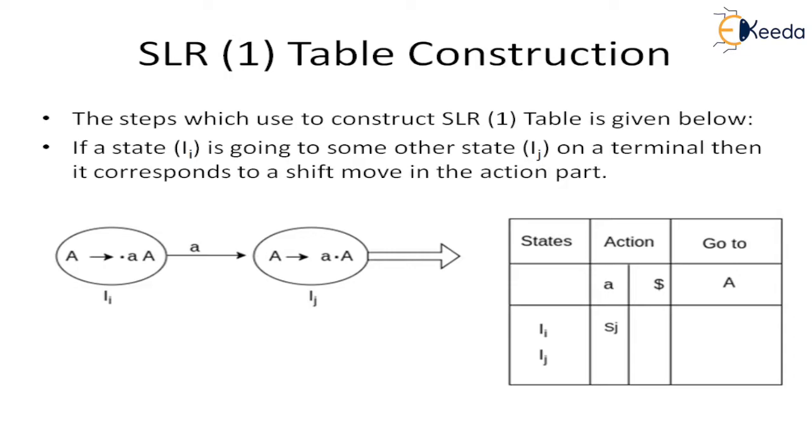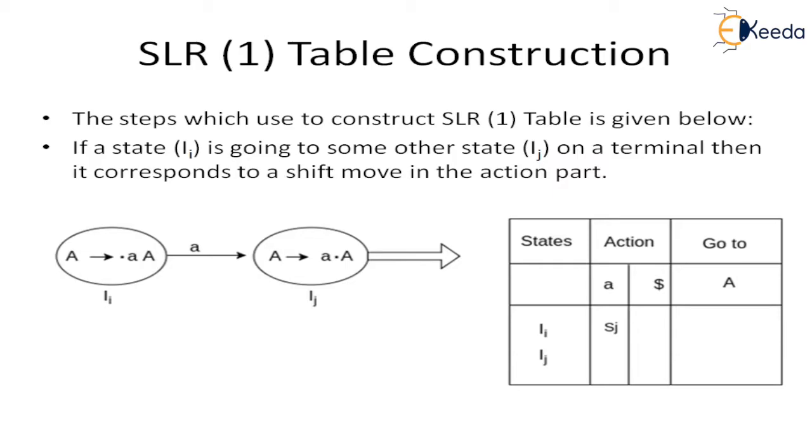Under that, if a state Ii goes to some other state Ij, meaning there is one state Ii and a second one Ij, then on the terminal we make a shift move in the action part. I have shown this in the diagram. This is the one state Ii and the second state is Ij. How one element can shift from one state to another is shown in the diagram, which contains the state, action and goto.